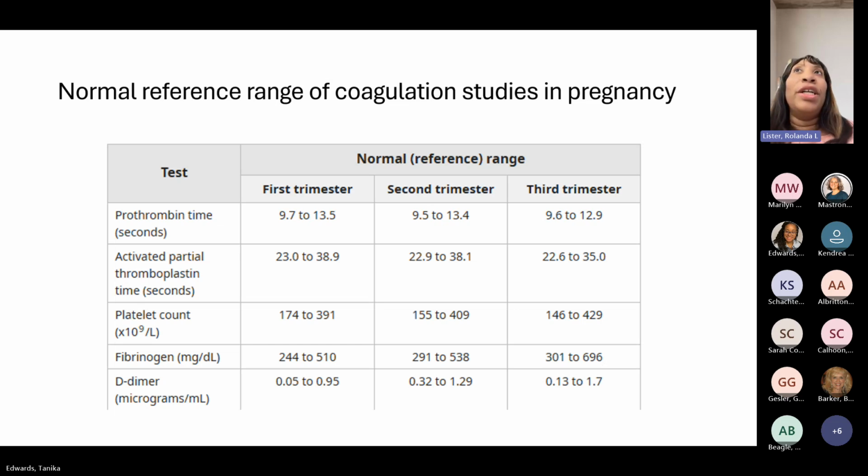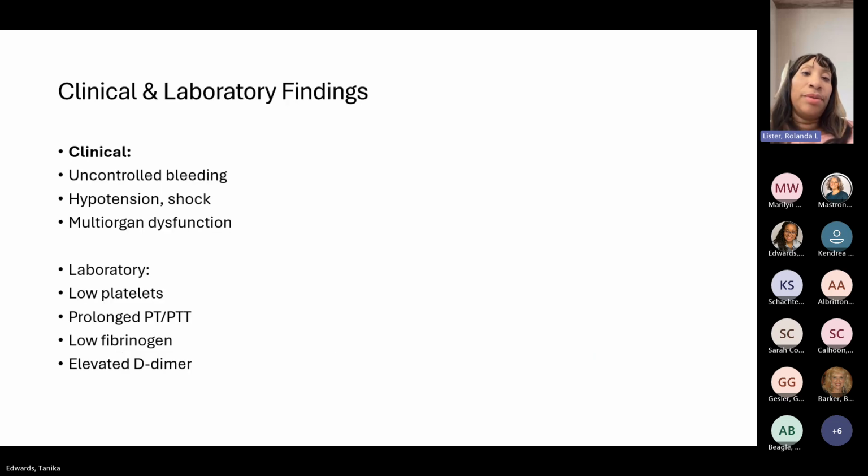A lot of times it's not unusual to see fibrinogens in a pregnant patient upwards of 400, 500, 600. So what would normally be concerning, in pregnancy our threshold for concern is a lot lower because we expect the fibrinogen to be high. Next slide, please. And that's an early indicator of DIC.